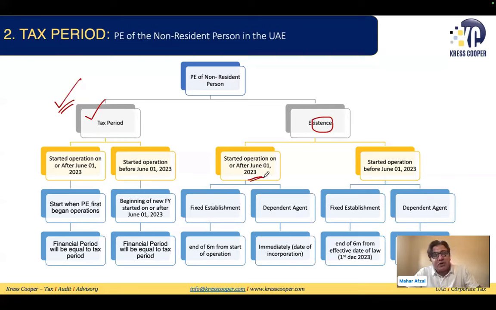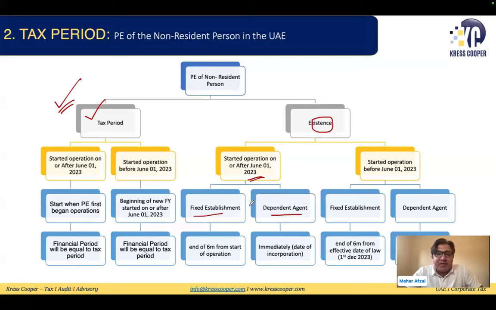This means the PE started operation in the UAE. A PE was set up in the UAE on or after the effective date of the law, which is 1st of June 2023. Then it depends. A PE can be set up in the form of a fixed establishment or a dependent agent.